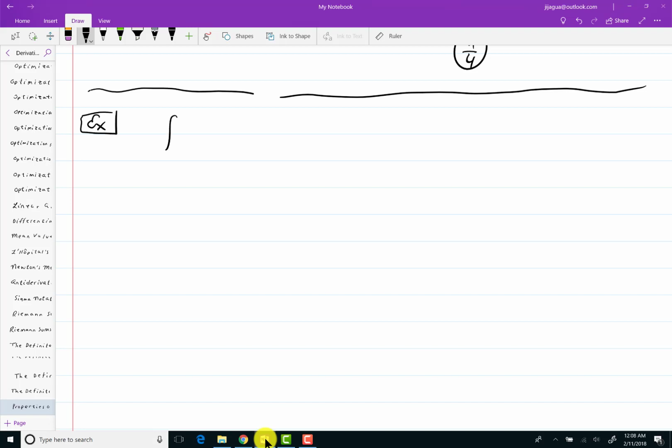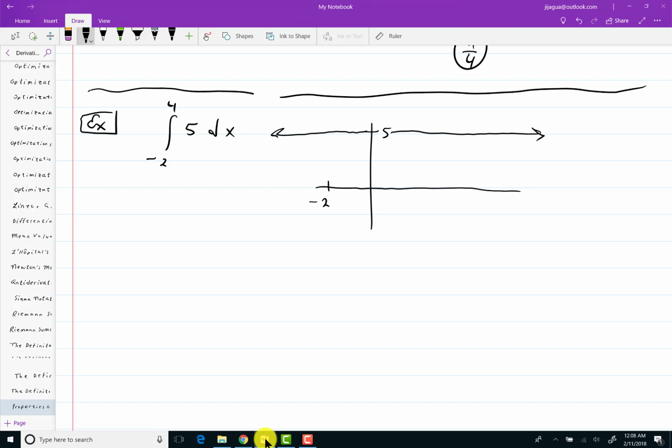How about the integral from -2 to 4 of just the number 5 dx? Well, that's easy enough to draw. 5 is a horizontal line. And if I go from -2 to 4, it is a rectangle. In fact, if it's a rectangle, it's really easy. The base is 6 and the height is 5. So that equals 6 times 5. That equals 30.